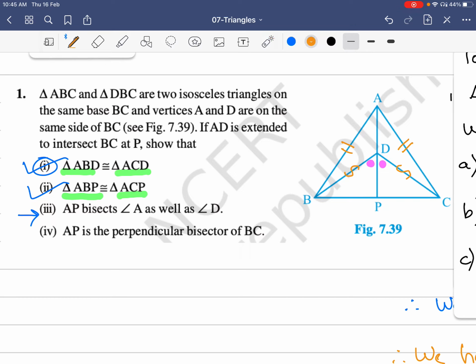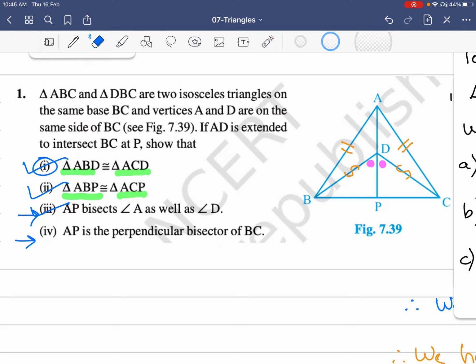So thus we have completed the proof for point number 3 as well. Now let's come to point number 4. Point number 4 asks us to prove that AP, this line AP, is the perpendicular bisector of BC. The perpendicular bisector of BC.